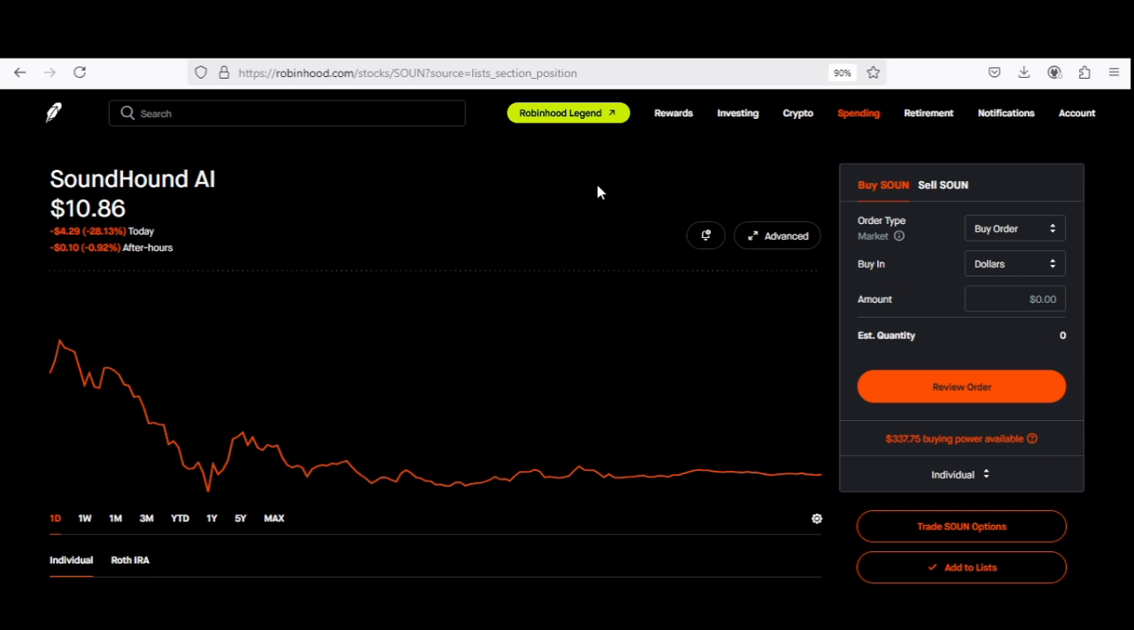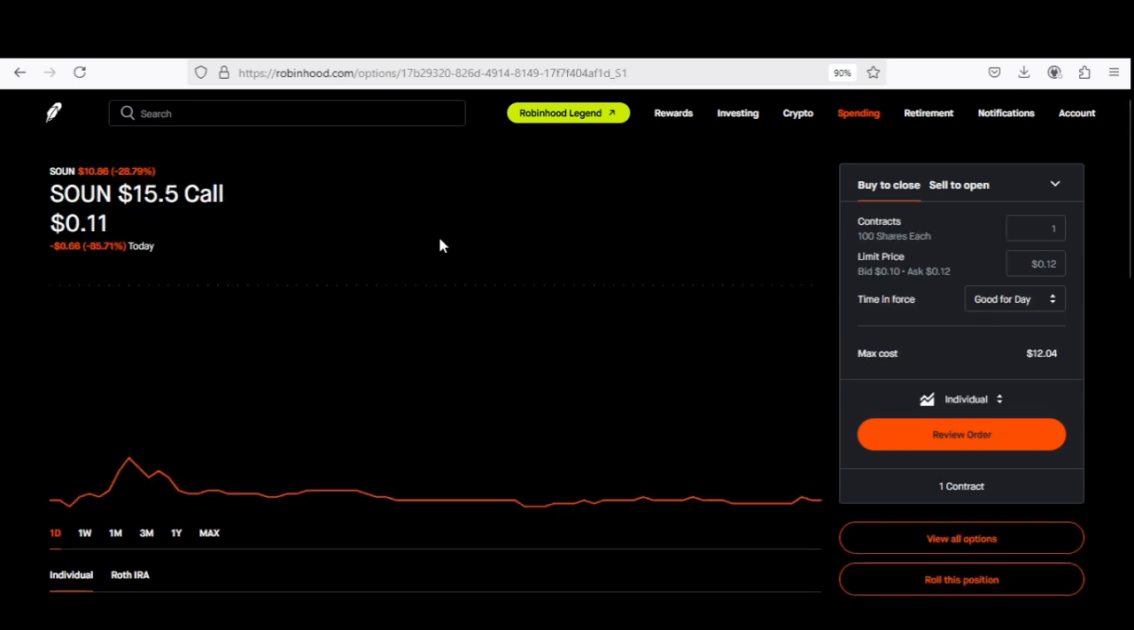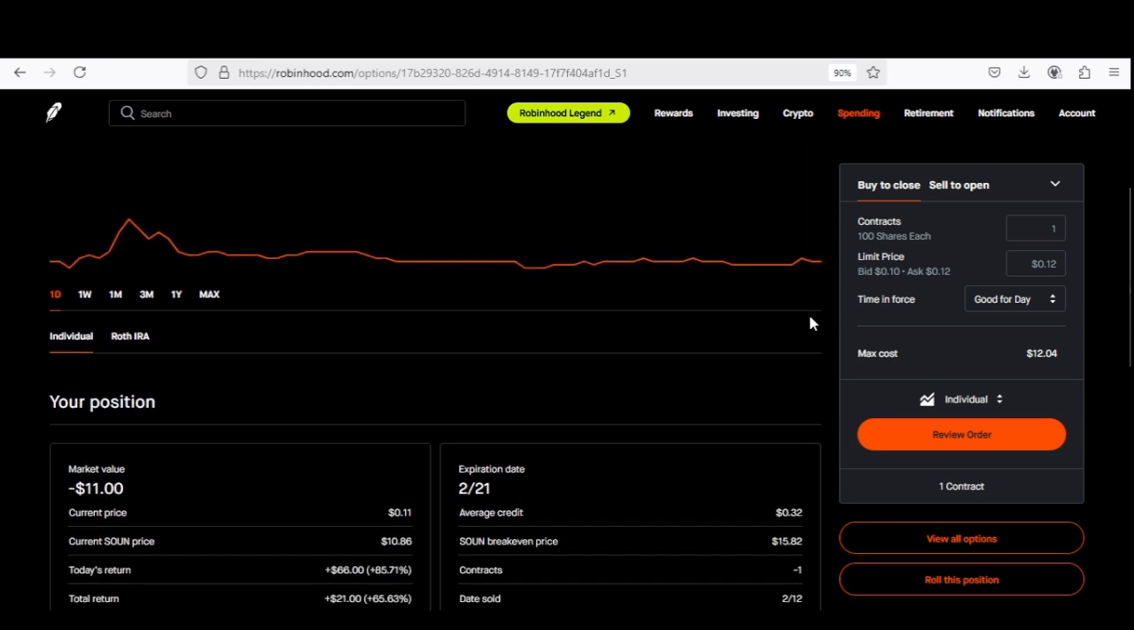So let's go ahead. I'm going to go into one of the actual option contracts that I do have in my portfolio. Okay, so here we are on Sound AI, and this is a $15.50 call. Hopefully you guys are a more advanced level of option trader, so you understand what this means. Now we're going to go down for a bit and go through this option contract.